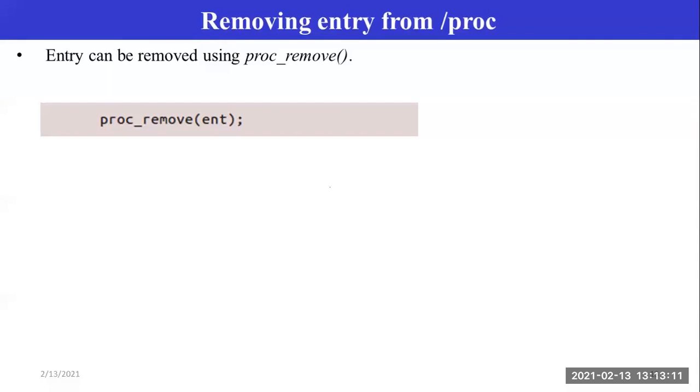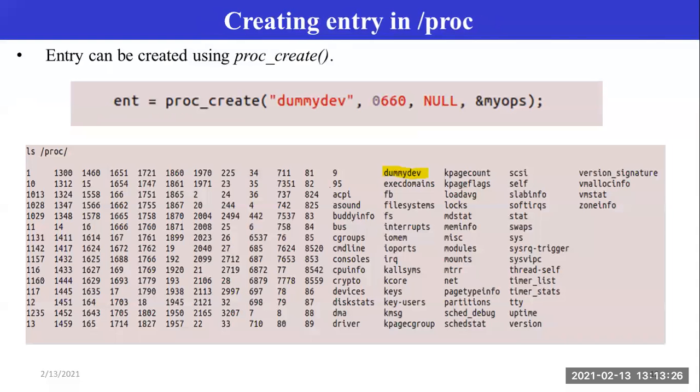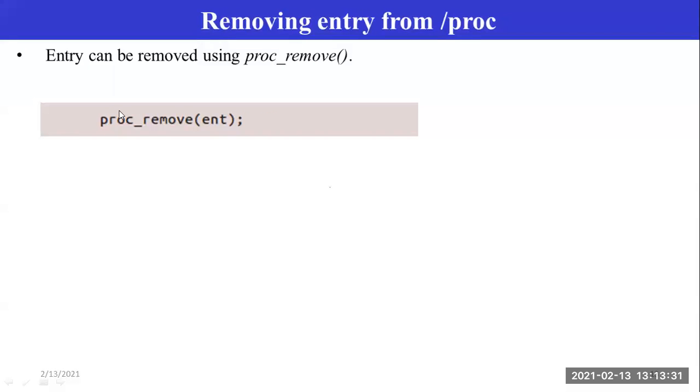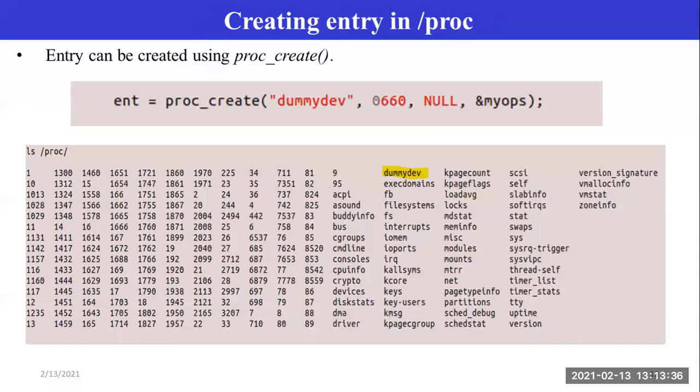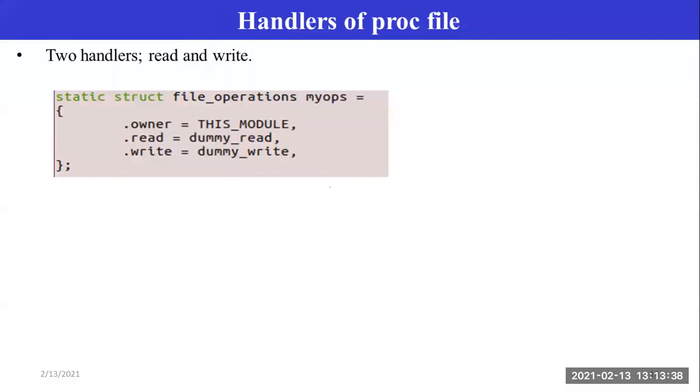Similarly, if you want to remove the proc entry, you can do it by an API called proc_remove. You need to use the same handler which is returned at the time of proc_create. So ENT, this is the same variable I am using in the proc_remove API. Now this myops, there are mainly two handlers, read and write, but these two are optional. It is not necessary to provide both read and write.